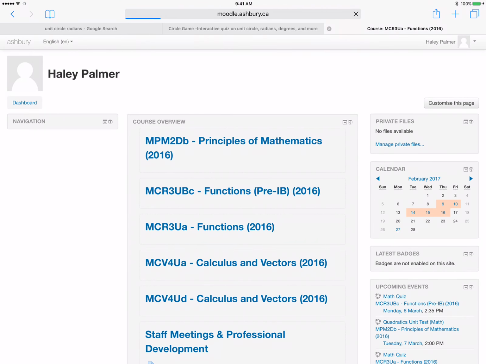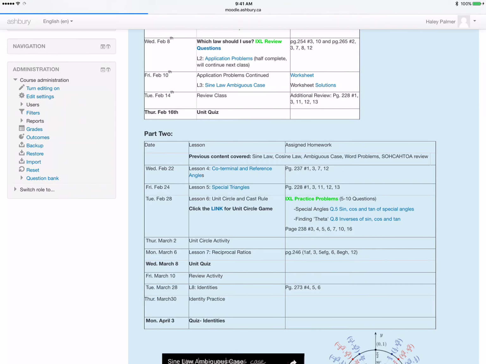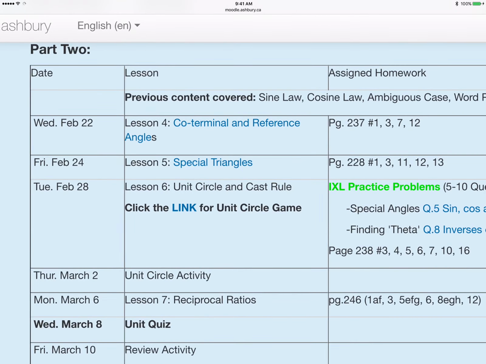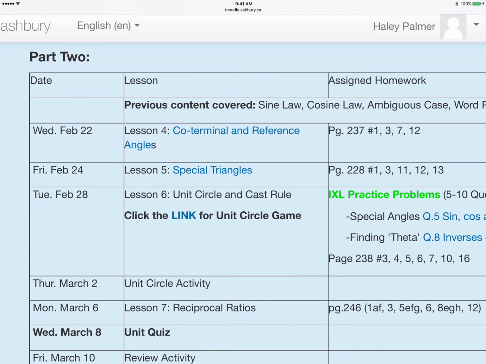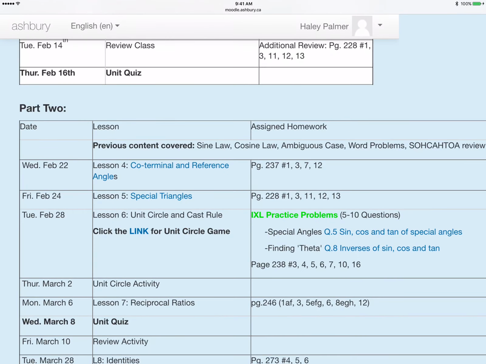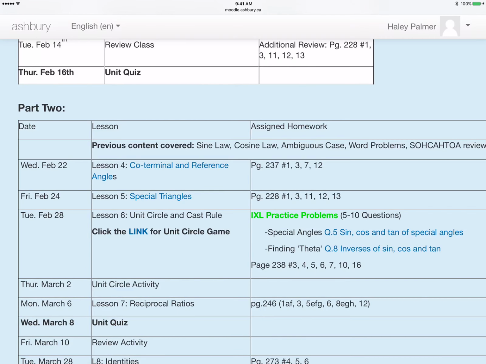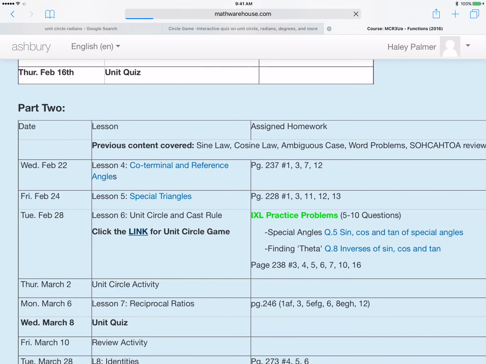Et voila! Here is your Moodle page. So, zoom in, lesson 6, that's today. Click the link for the unit circle. Let's try. And just as an FYI, see the IXL problems on the right there, give them a shot. So click the link.